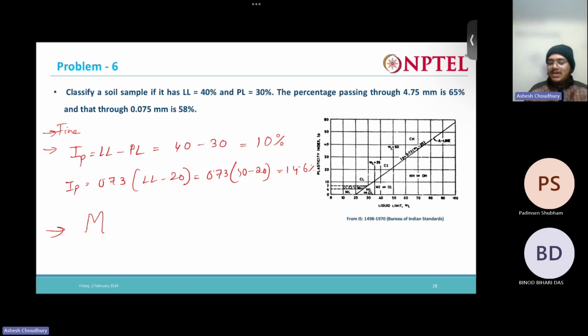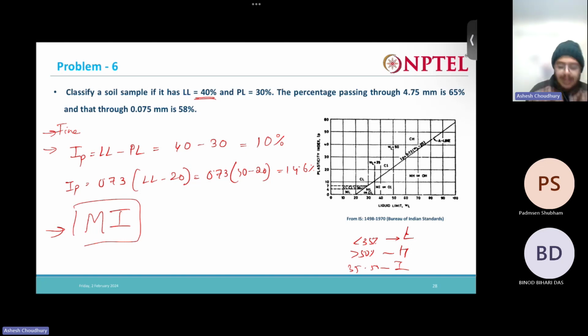Now for the suffix part, very easy. You have to identify using the liquid limit. So the liquid limit is 40%. Now 40% lies between 35 to 50%. If the liquid limit is less than 35%, then it is low. If it is greater than 50%, it is high. Between 35 to 50%, it is intermediate. So 40% is between 35 to 50%. Obviously, it is going to be intermediate. So this is the soil, intermediate plastic silt.